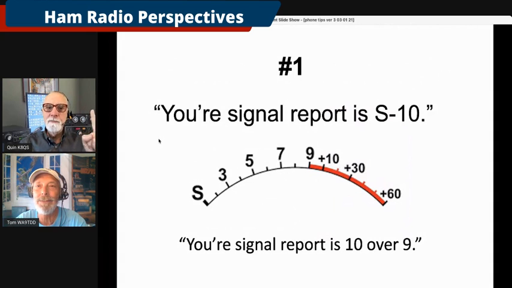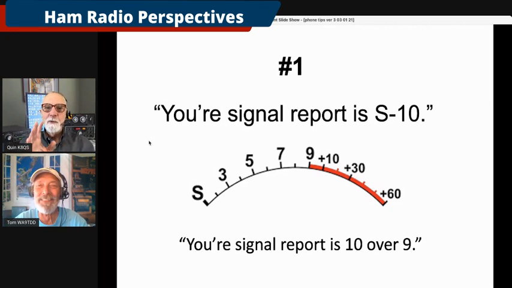Number one mistake, blunder, whatever: your signal report is S10. What's wrong with that, Tom? Well, it's just misunderstanding the S meter readings. That's actually 10 dB over S9. Even S10 is an engineering shorthand for stating the signal report is S9 plus 20 times the log base 10 of power output versus power input. Come on, Tom, you're making things worse.